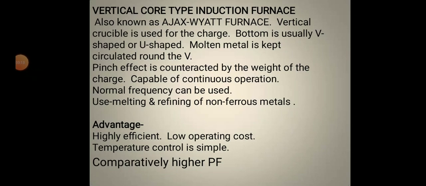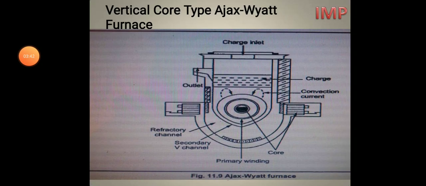The pinch effect is counteracted by the weight of the charge. It is capable of continuous operation, and normal frequency can be used, as we cannot use in direct core type. It is used for melting and refining of non-ferrous metals. Advantages: highly efficient, low operating cost, temperature control is simple, and comparatively higher power factor than direct core type. This is the figure of the vertical core type Ajax Wyatt furnace, an important question for the final exam.